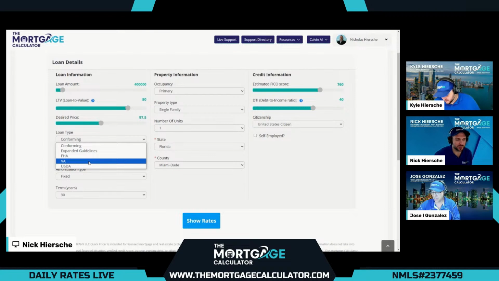That's only for eligible vets and active service members. If you are, just let us know. We'd be happy to quote it. And USDA is only for eligible properties. If you do have me looking in those areas, just let us know. We'll quote you no problem.